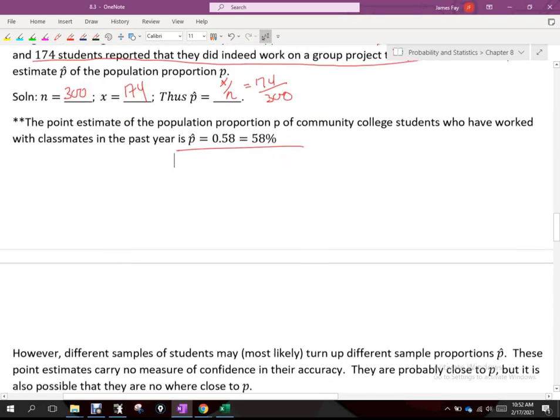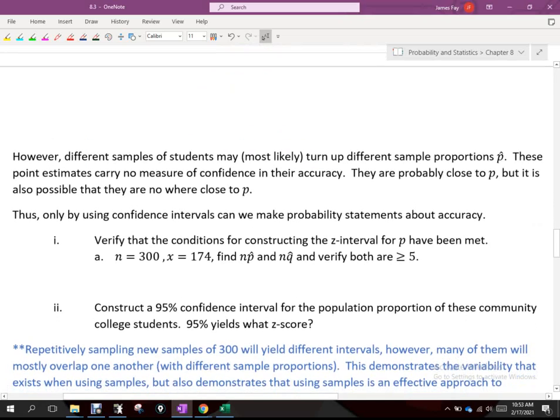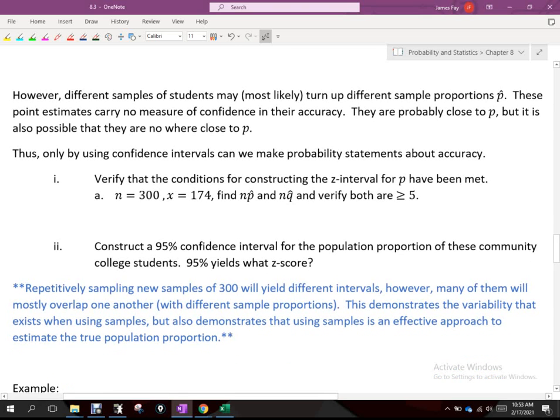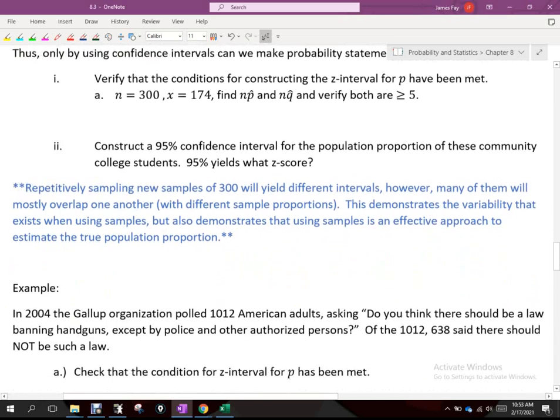Okay. So it says, however, different samples of students may most likely turn up different sample proportions P hat. So if I choose another 300 people from this college, in which some of those that were in the first 300 might show up in the second 300, but if I do that, I'm probably going to get something different than 0.58. If I do it again, I'm probably going to get something different than that number. So these point estimates carry no measure of confidence in their accuracy. They're probably close to P, but it is also possible that they are nowhere close to P. So the only thing we can do is do a confidence interval.